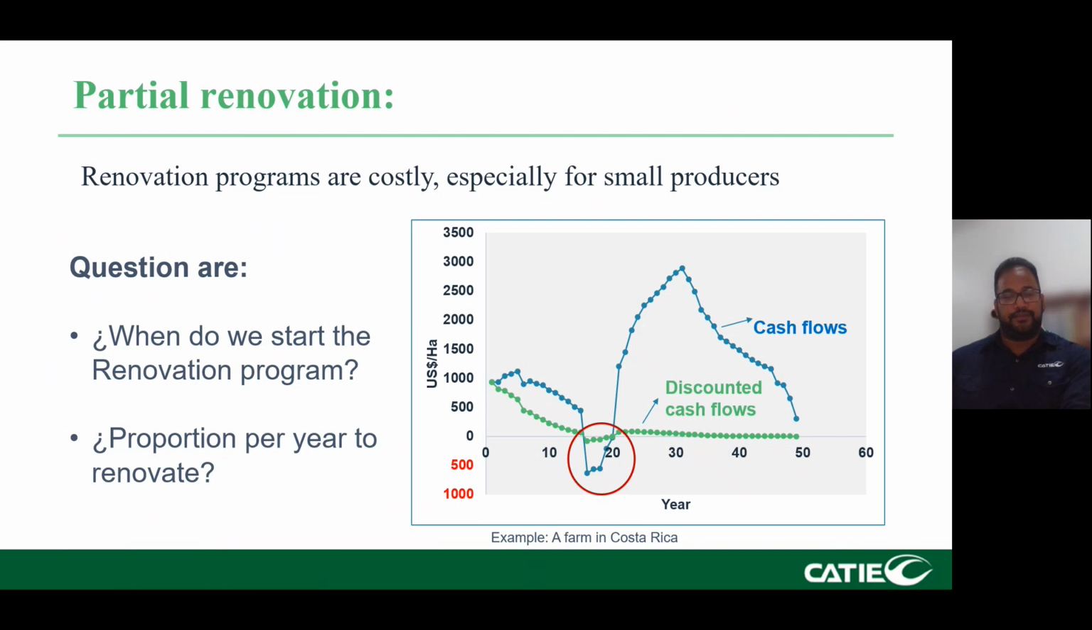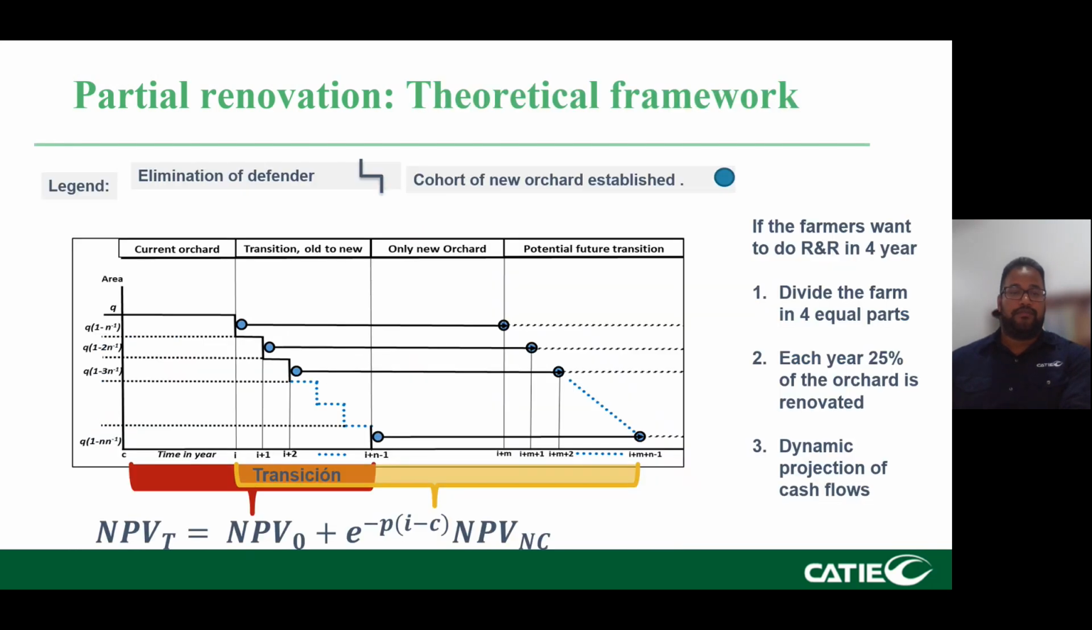Renovation programs are costly, especially for small farmers who usually don't have the disposable income to make large investments. Here the question is, when do we start the renovation program and how much to renovate per year? As we can see in this graph, some farmers might want to reduce the debt value during the renovation period, while other farmers might want just to maximize the net present value. Here, we present the theoretical framework for a partial renovation program.